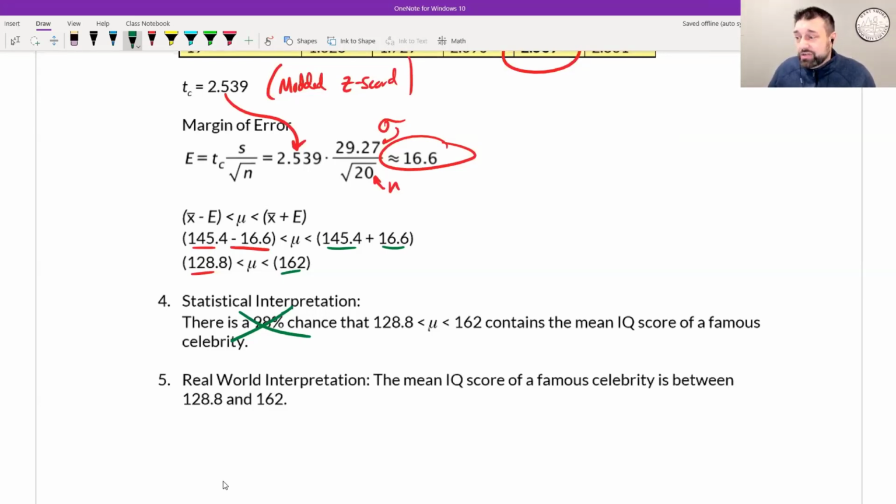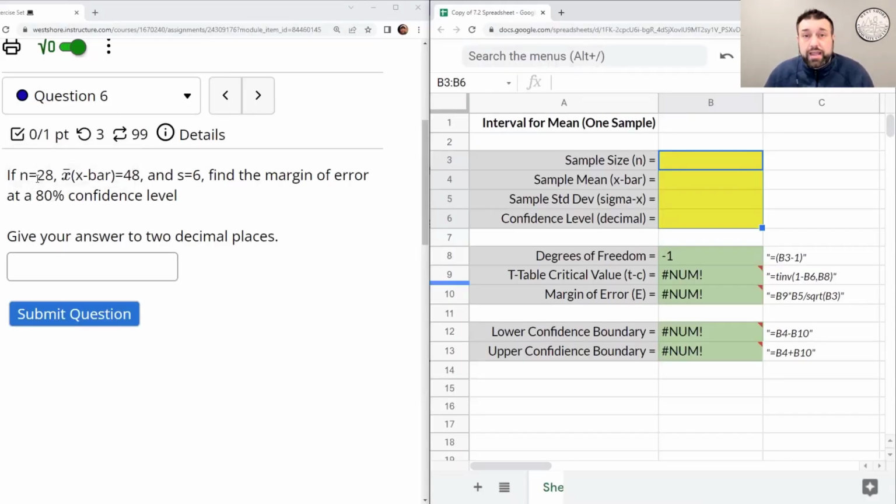We can actually, without a doubt, say we are 98% confident. And here's the mathematics behind it. Here we have 28 objects. This is our sample size, 28. We have a mean of 48. We have a standard deviation of 6, and we want to find the margin of error at an 80% confidence level. So notice they're only asking for the margin of error, not the interval.